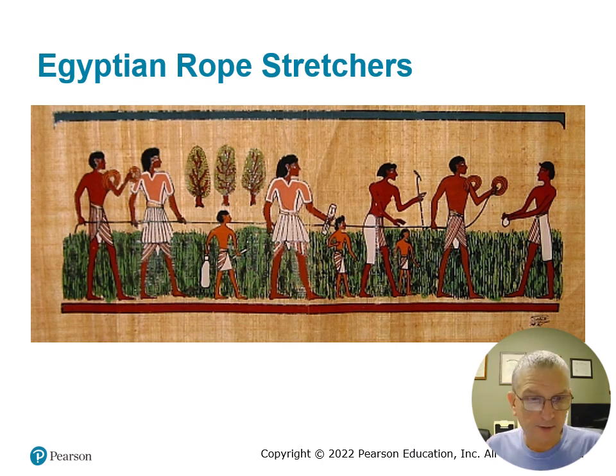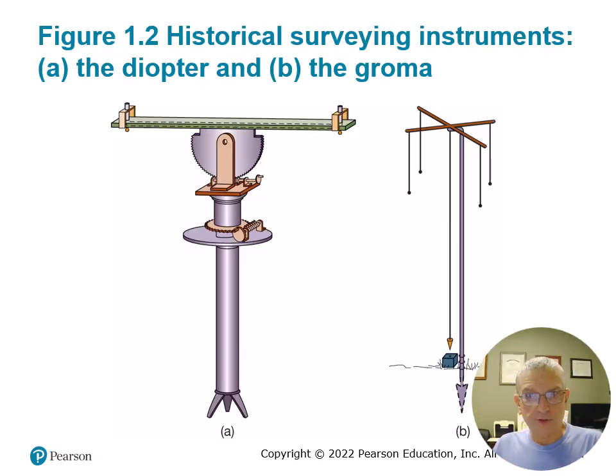So I've always thought that was pretty neat. As we get into just a few centuries ago, people like Galileo and a few others, they created the diopter and the gromma to have man-made tools to do a better, more repeatable job of measuring angles and bearings and things. And they still were using ropes or chains to measure distances because that's just all there was.